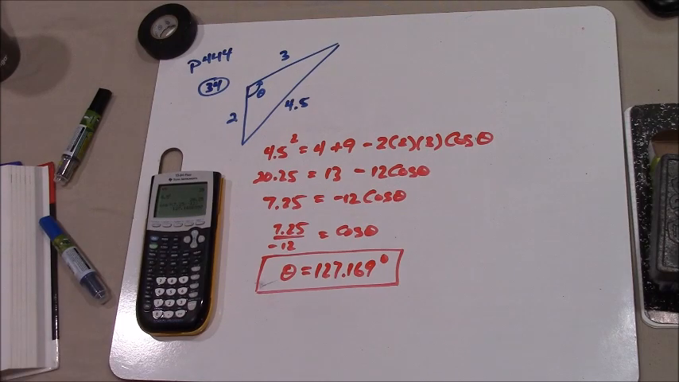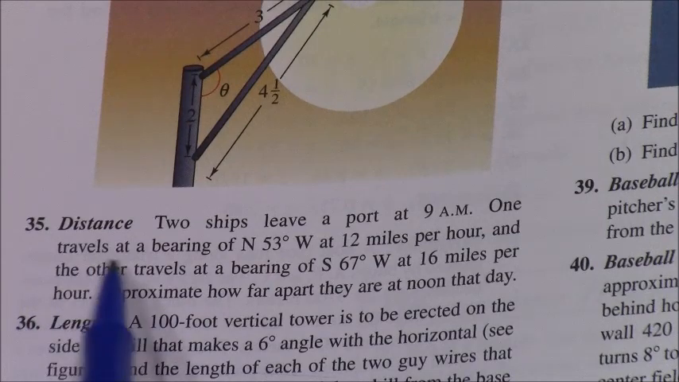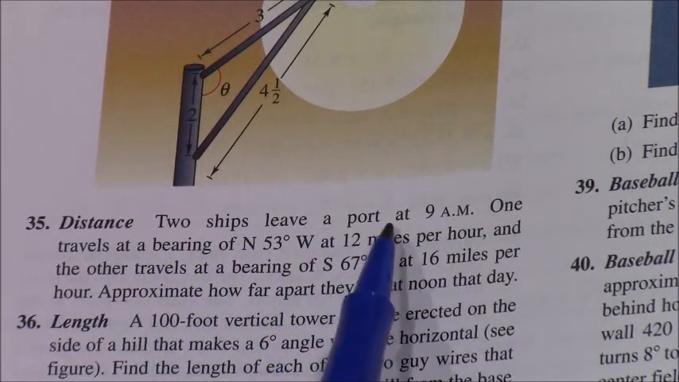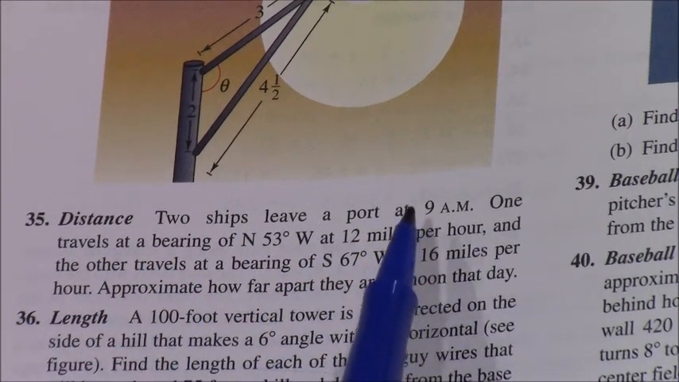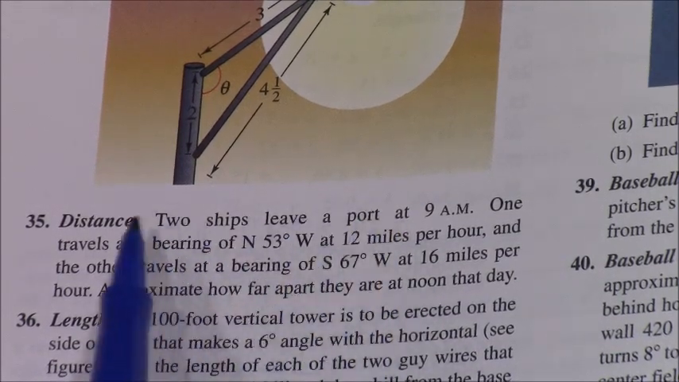Alright, let's try another one. The next one we're going to do here is number 35. It says that two ships leave a port at 9 a.m. So I told you guys this was coming. Hopefully law of sines and cosines will make this a little bit easier for us.